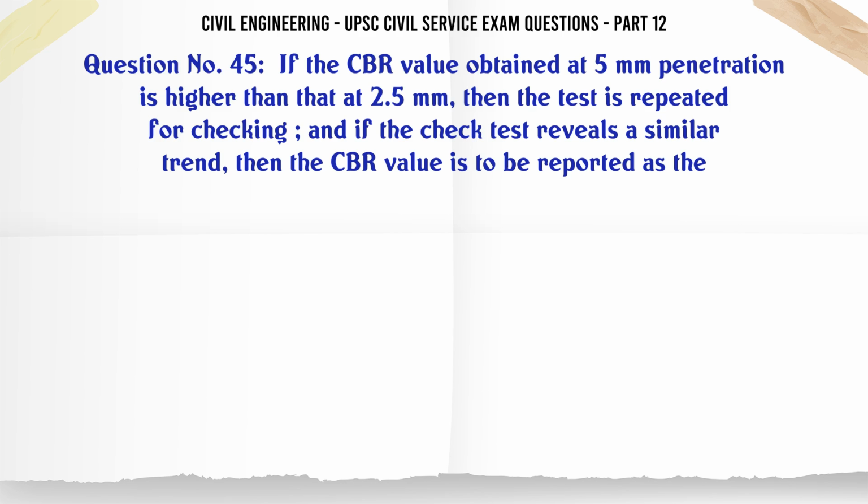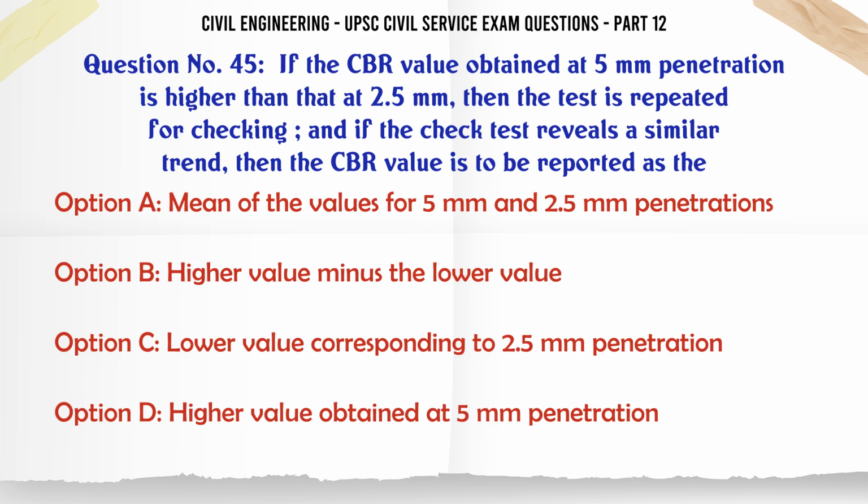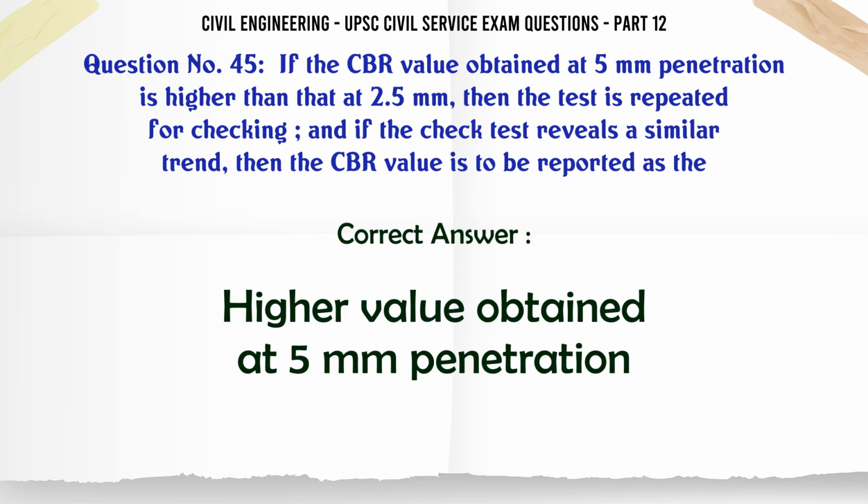If the CBR value obtained at 5 mm penetration is higher than that at 2.5 mm, then the test is repeated for checking, and if the check test reveals a similar trend, then the CBR value is to be reported as the A, mean of the values for 5 mm and 2.5 mm penetrations. B, higher value minus the lower value. C, lower value corresponding to 2.5 mm penetration. D, higher value obtained at 5 mm penetration. The correct answer is higher value obtained at 5 mm penetration.